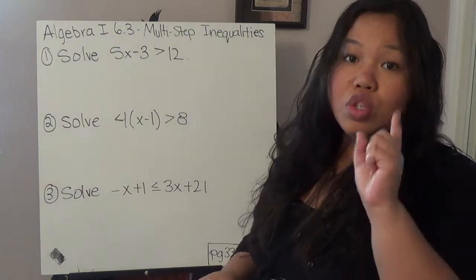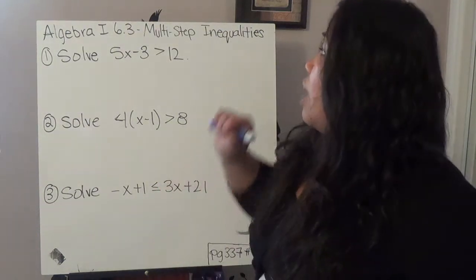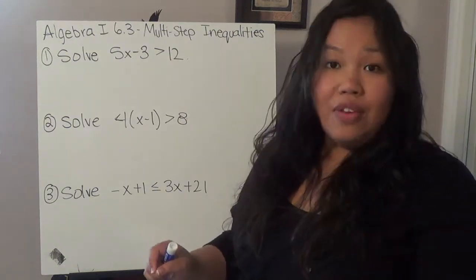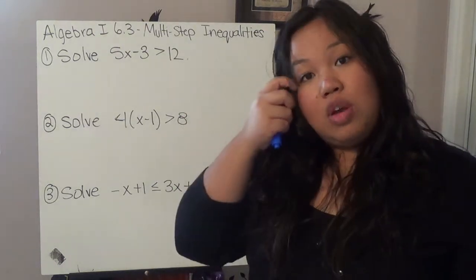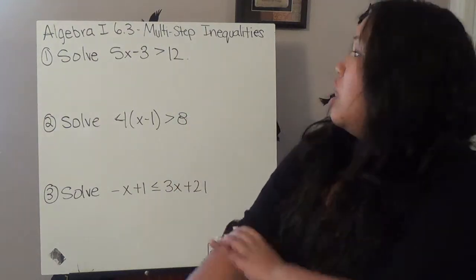Remember in 6.2 there's one exception. If and when you multiply or divide by a negative number, you have to reverse the inequality, okay? Multiply and divide by a negative number, you have to reverse the inequality.